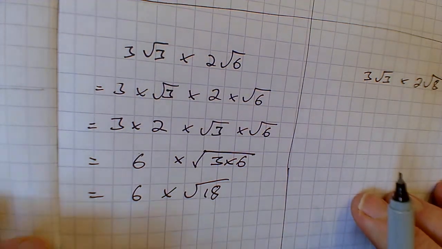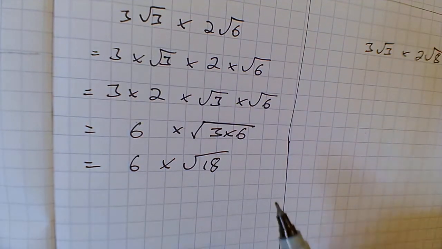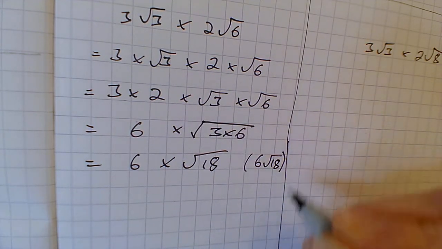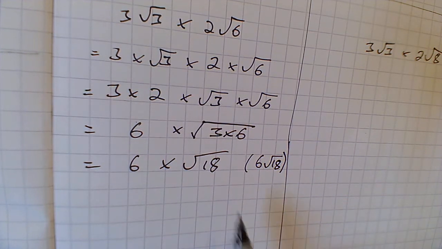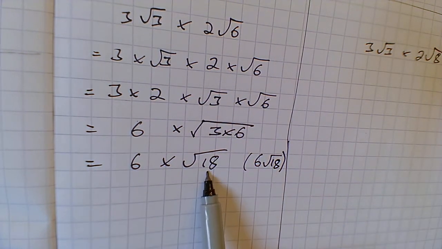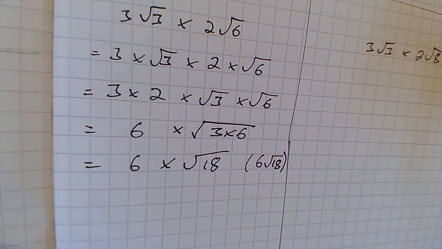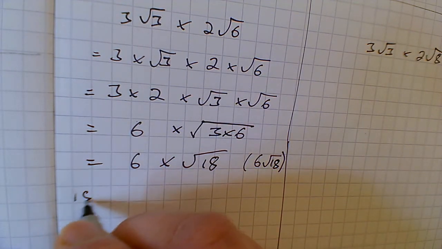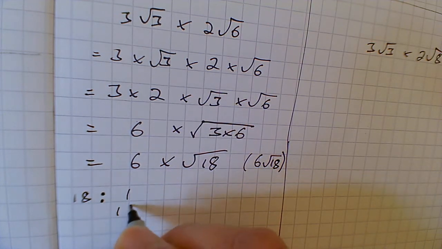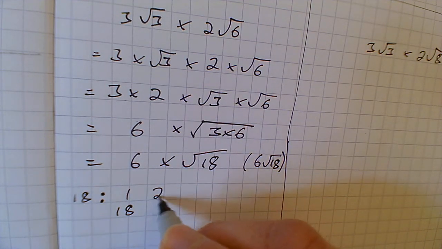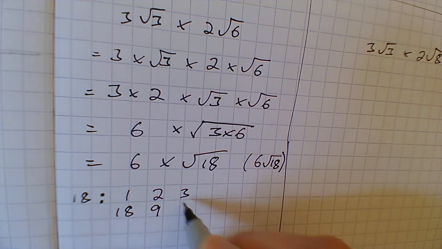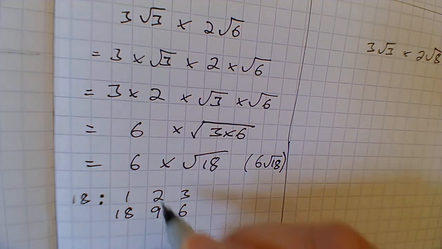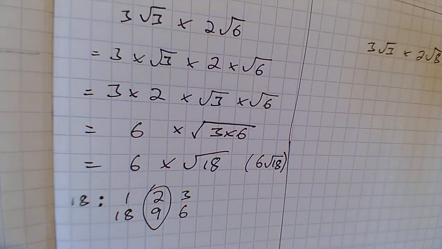But you might be saying to yourselves at this point, the answer then is 6 root 18. You might very well think that. I couldn't possibly comment, except that I will, because the square root of 18 we can rewrite. Because think about the number 18. 18 will split into 1 multiplied by 18, or 2 multiplied by 9, or 3 multiplied by 6. And I can see that this factor pair here includes a square number.